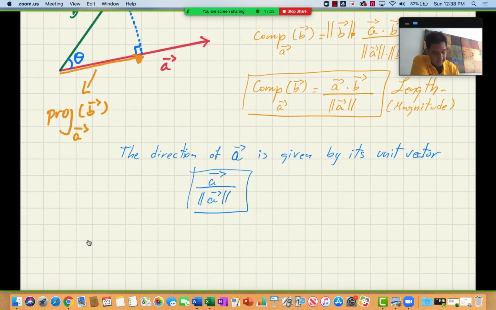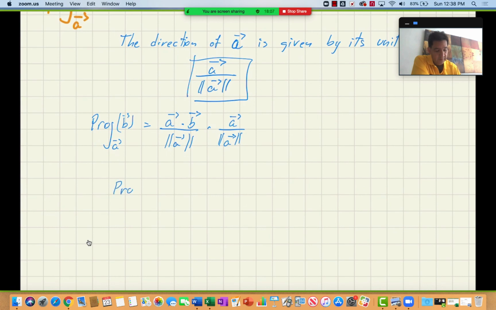So the vector projection, what we're looking for, the vector projection of B onto A is going to be the magnitude that we just got in orange, the dot product of A and B over the magnitude of A, times the unit vector of A. And this is going to take us to the final formula. The projection of B onto A is going to be the dot product of A and B over the square of the magnitude of A. This is just a number that we're going to multiply by the vector A.